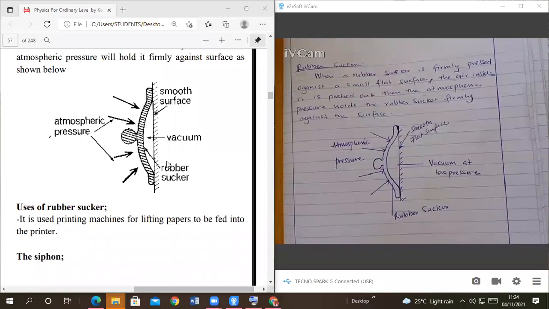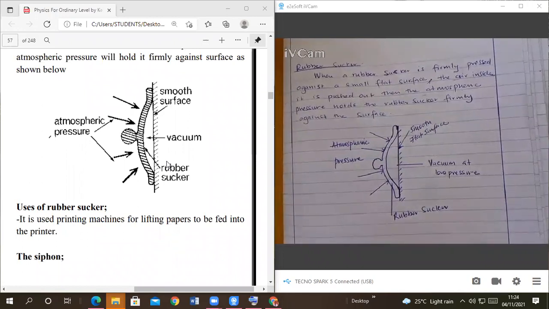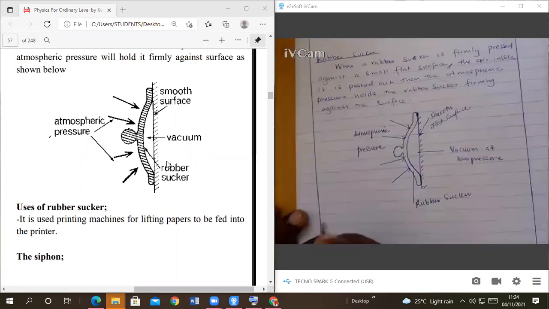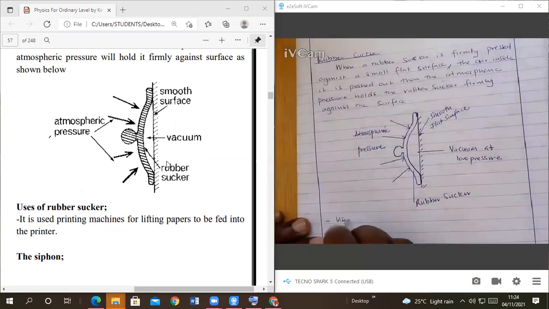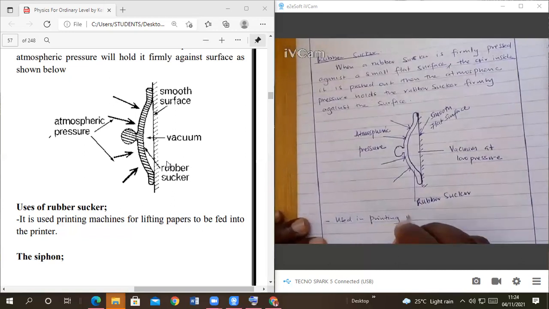So you have seen it is used for lifting things. Some people drop heavy things in the toilet, so you can use a rubber sucker and you remove those things. It is also used in printing machines for lifting papers to be fed into the printer. That's what you have to know. So used in printing machines.